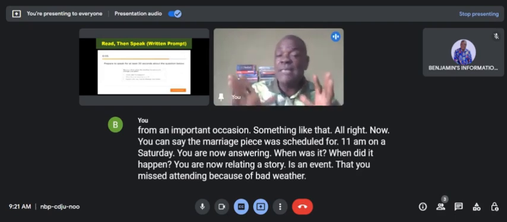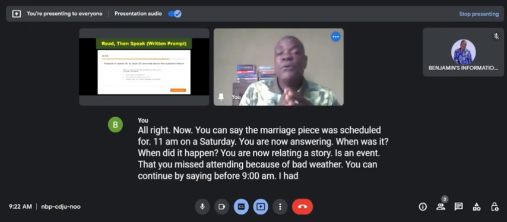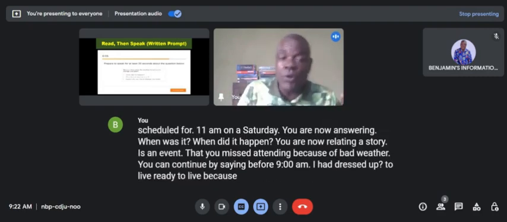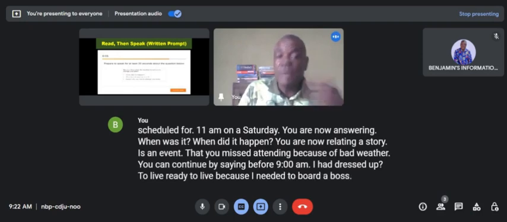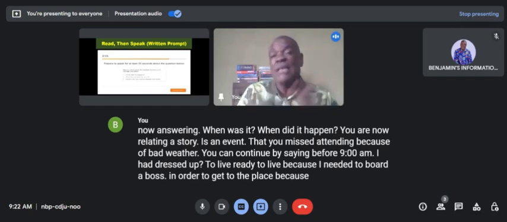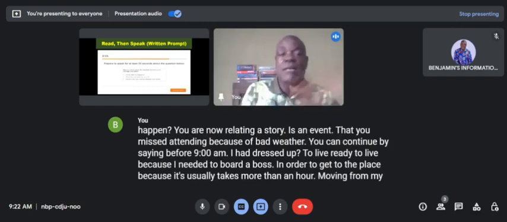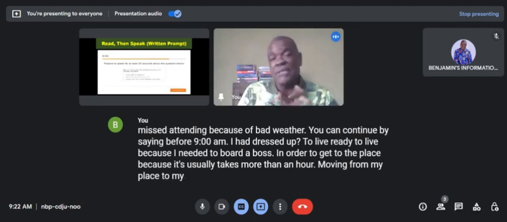You can continue by saying, before 9 a.m., I had dressed up, ready to leave, because I needed to board a bus in order to get to the place, because it usually takes more than an hour moving from my place to my cousin's place of residence.